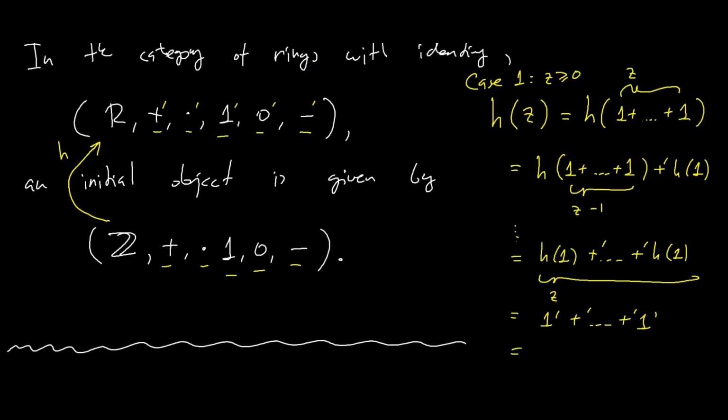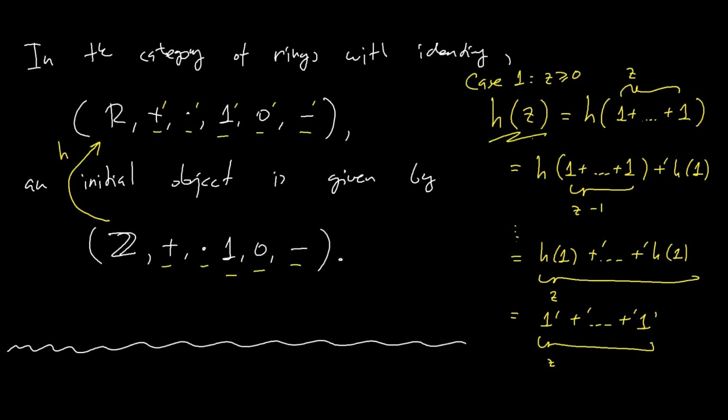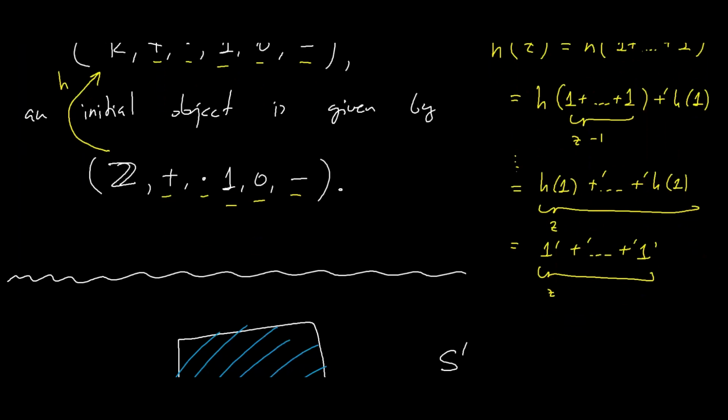And now we see that at least for non-negative integers, H of Z is forced to be equal to this object, which is a specific object in R. It's the one obtained by taking the 1 prime and adding it to itself Z many times. So that does show that H is at most 1, at least up to its definition on positive numbers.